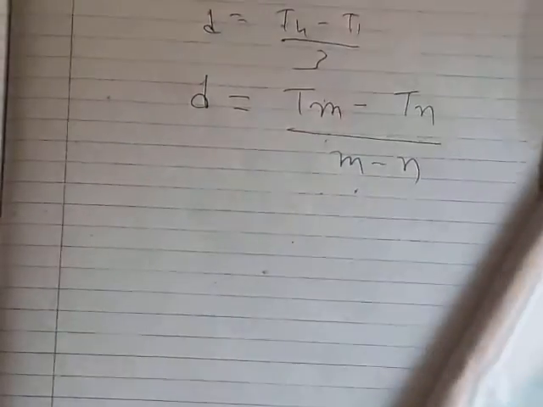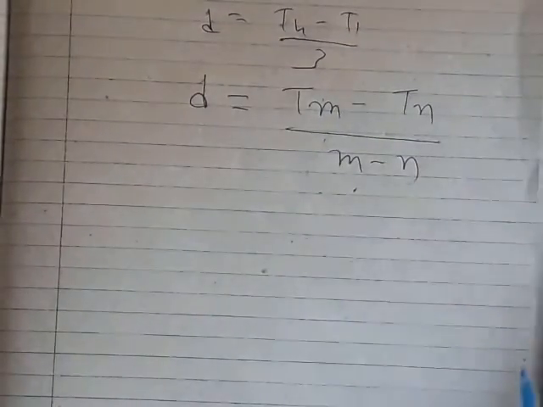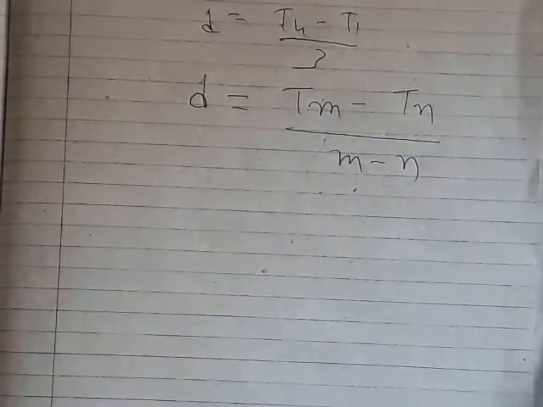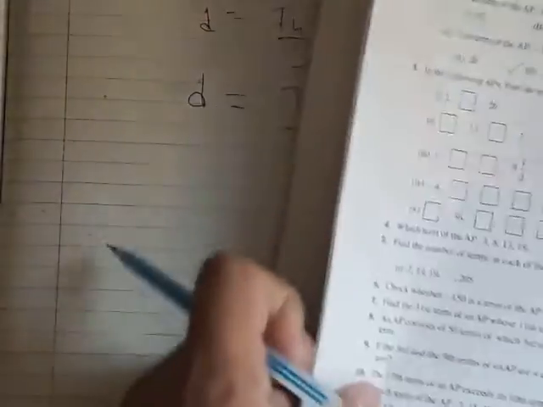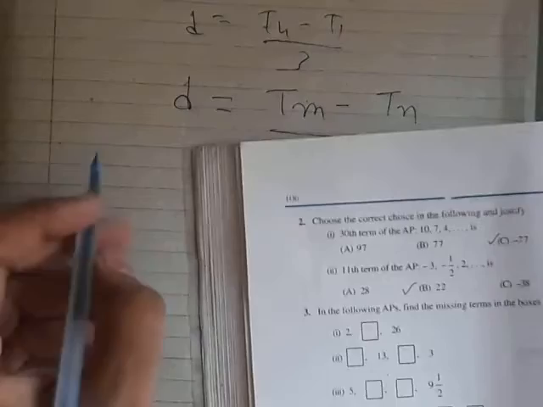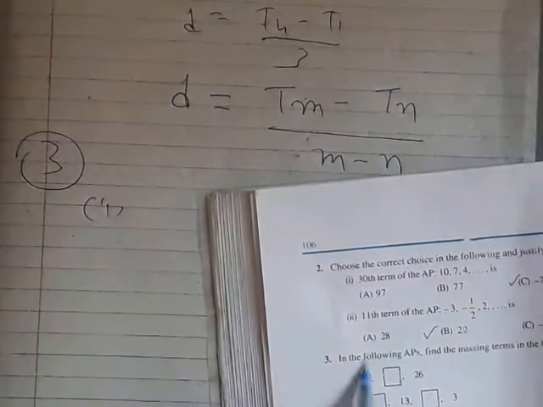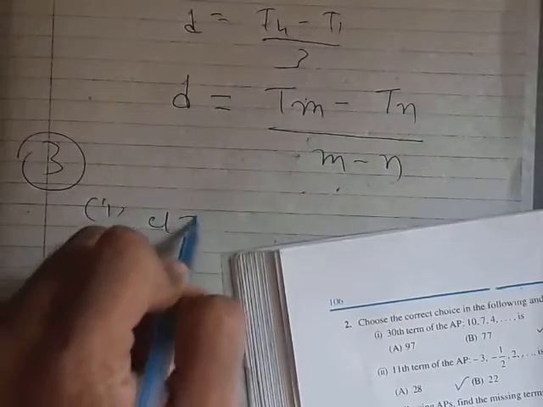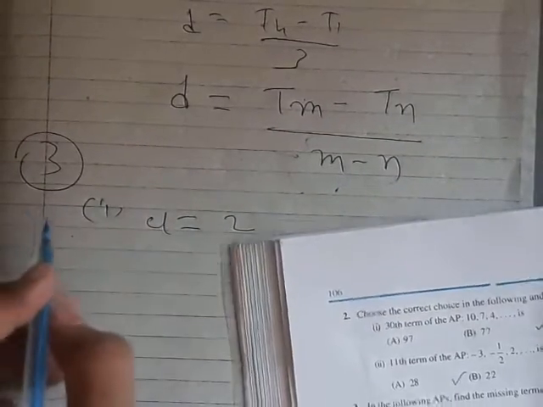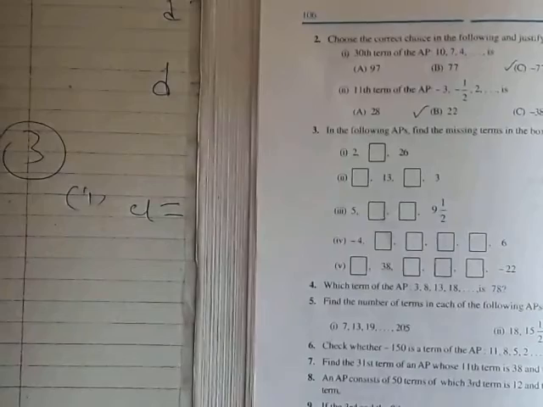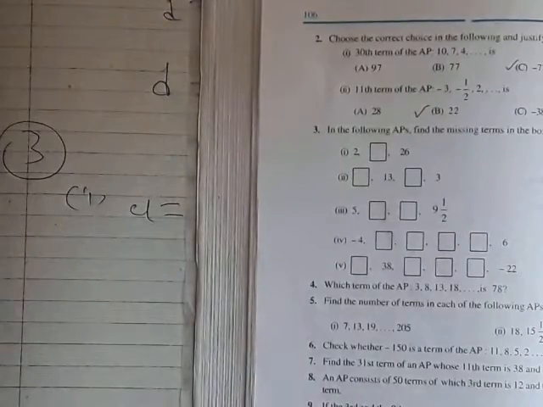Now we can use that formula to solve this kind of questions. Okay, see, in the third question we can say this is the first term, that is 2. To find the second term, we have to find d for that.